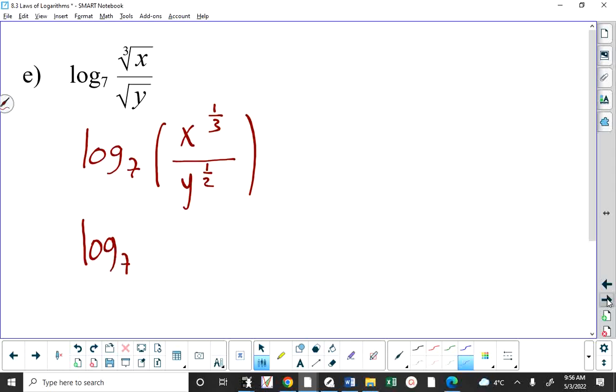You're going to have a log base 7 of x to the third, which is going to become 1/3 log base 7 of x. You're going to have a log base 7 of y to the half, which is going to become 1/2 times log base 7 of y. But the x to the third is on the top, the y to the half is on the bottom, so that's the answer written out as a sum or differences of logarithms. Does that make sense? All right.